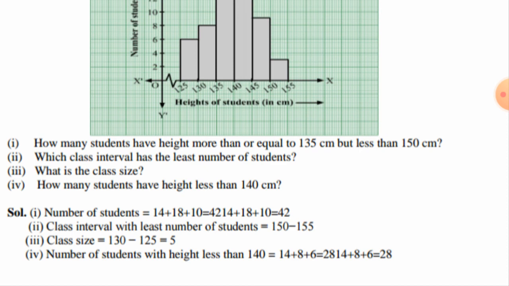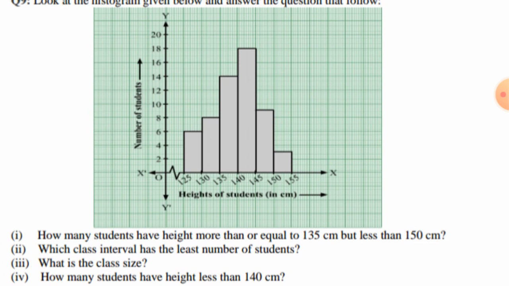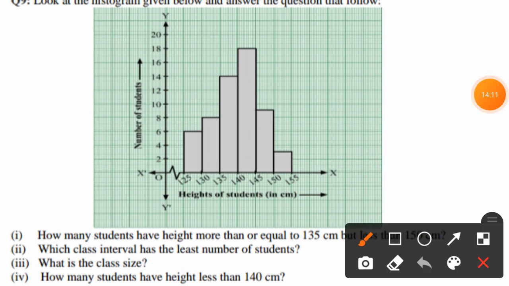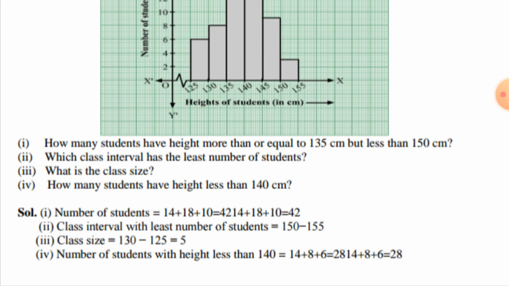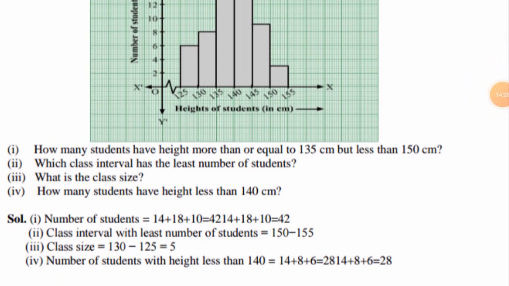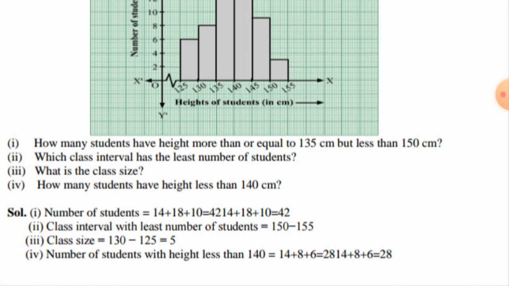Now next question: how many students have height less than 140? So the number of students with height less than 140 centimeters, we will add all these observations, that is 14 plus 8 plus 6. By adding, it will be equal to 28. So 28 will be the answer.